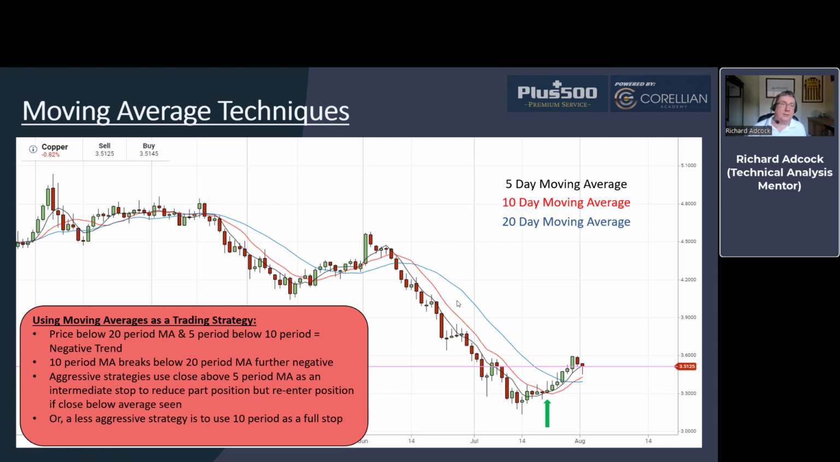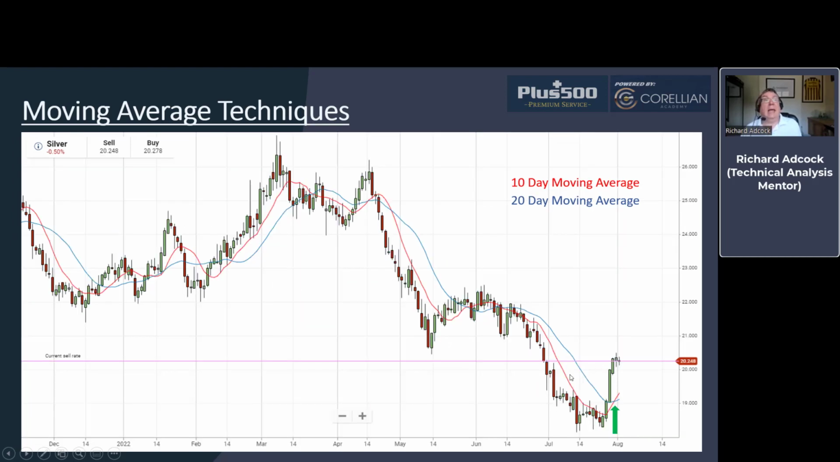So for a less aggressive strategy, we may well use the 10-period as a full stop for the position. So throughout this downside move after the original sell signal, we're using closes above the 10-period moving average as the signal to stop the shorts out and look for either a more extended consolidation or a more prolonged bullish trend. And as the market then started to close above the 20-period moving average, we then started to see more positive themes developing. And then we started to see upside beginning to emerge.